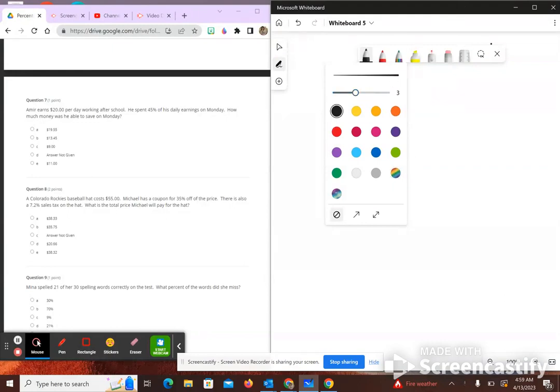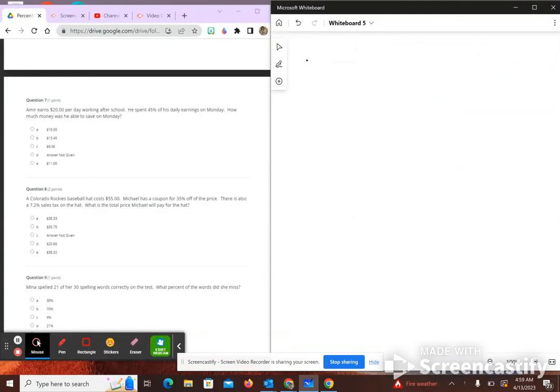So again, there's a lot of words here, but I want you to make sure that you understand that it's basically saying he earned $20 on Monday. So if he earned $20 on Monday and he spent 45% of that amount, how much was he able to save? So once again, the question does not match the percent. So what I'm going to do is figure out, if he spent 45% of his daily earnings, how much did he save?